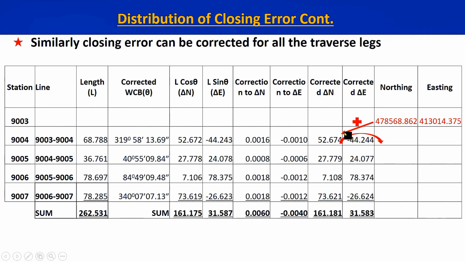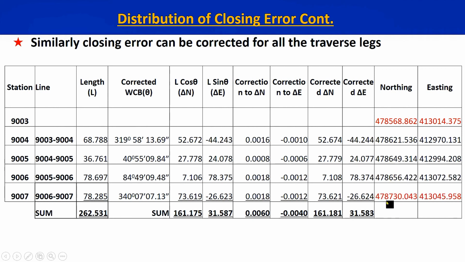So for that we add the partial northern coordinate of 52.674 to the northern coordinate of 9003, and we can put it in the northern column in front of the 9004 station. Similarly we can add the eastern coordinate of 9003 to the corrected partial coordinate of 9004 and write it in the eastern column. Similarly, we can add the partial coordinate to the previous coordinate we found and fill these columns like this.